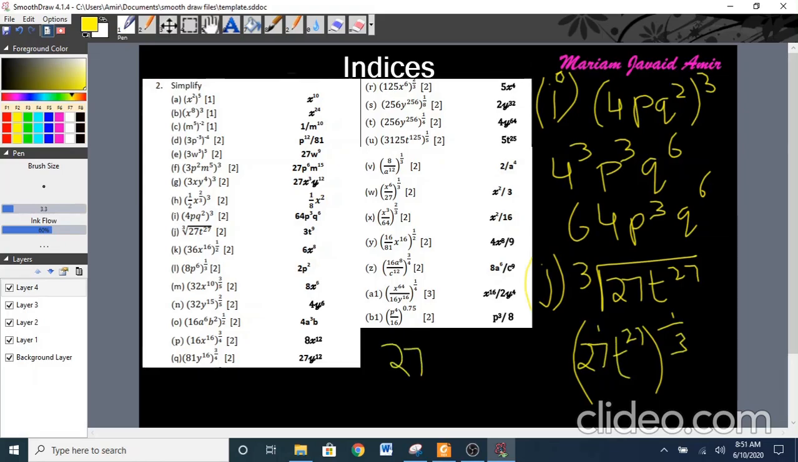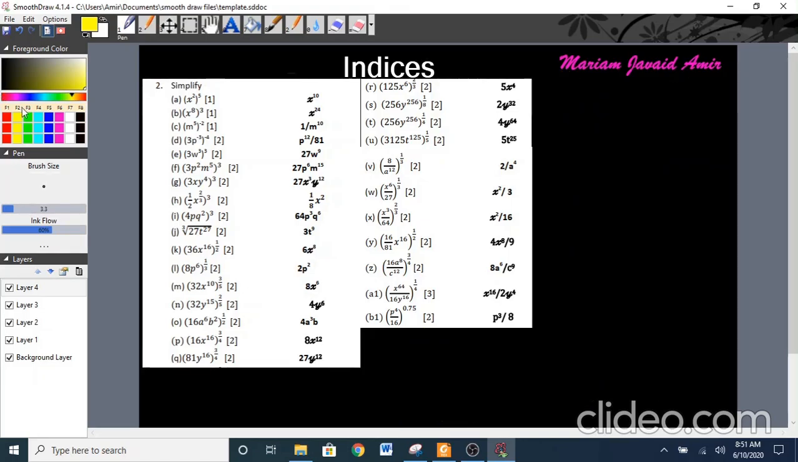27 power 1 times 1 by 3 is 1 by 3, and t27 times 1 by 3. So we get 27 power 1 by 3. When you enter that in your calculators, or when you find cube root of 27, you will get 3. So this will become 3, and then 27 times 1 by 3 becomes 9, so t9. This is the answer for part J.